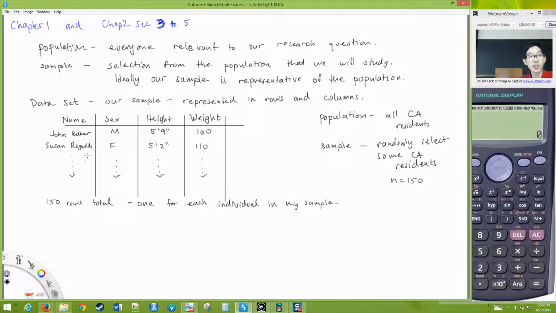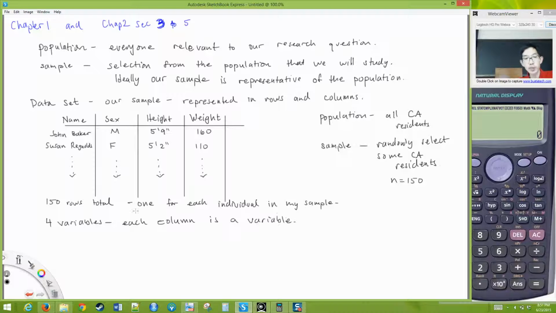Sometimes people might say the name is an identifier and it might not count as a variable, but we'll just say each column is a variable. So we'll say we have 4 columns, we have 4 variables. Each column is a variable.